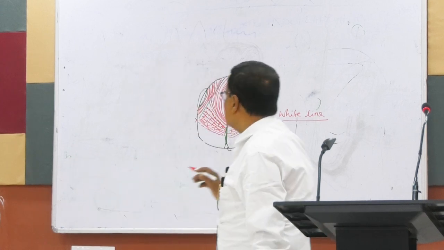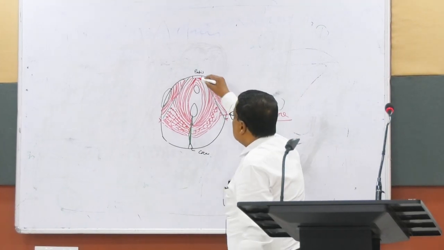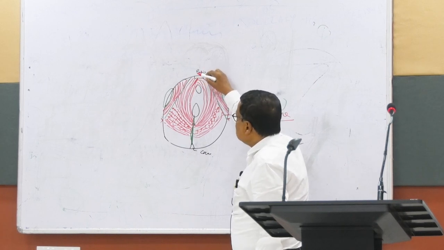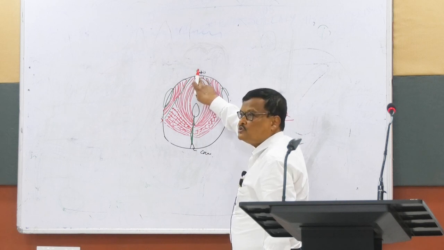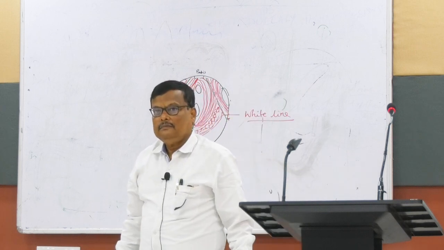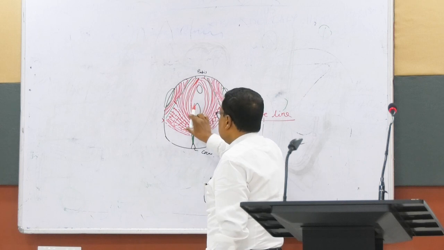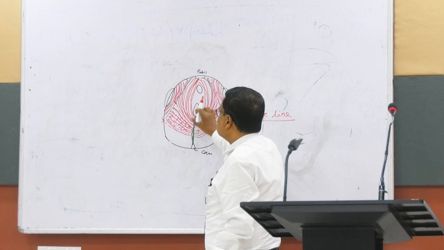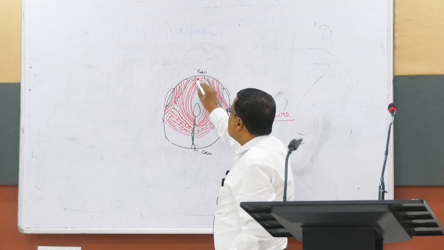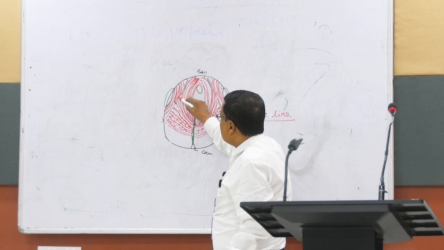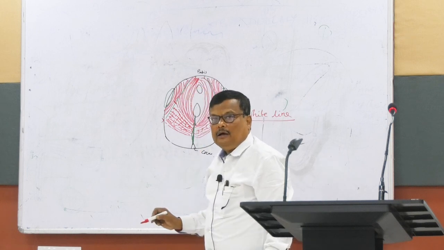Actually, again, look carefully: the pubococcygeus part takes origin from the posterior surface of the symphysis pubis, and also from the anterior part of the white line. This side is the origin, this side is the insertion. So the pubococcygeus part takes origin from the posterior surface of the symphysis pubis and also from the anterior part of the white line of the pelvis.